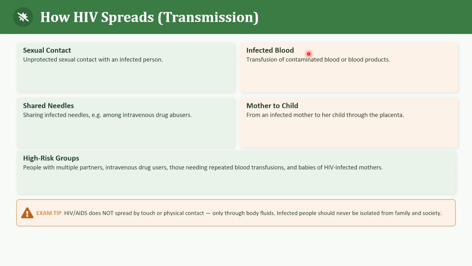Next one is sharing infected needles. Sharing needles contaminated with HIV can transmit the virus, also among intravenous drug abusers. And then from mother to child. An HIV infected mother can transmit the infection to her child through the placenta. So what are the four routes? Sexual contact, infected blood, shared infected needles, and from mother to child.